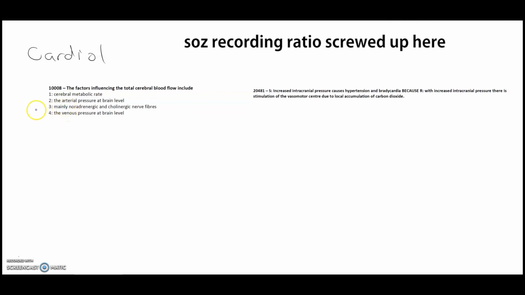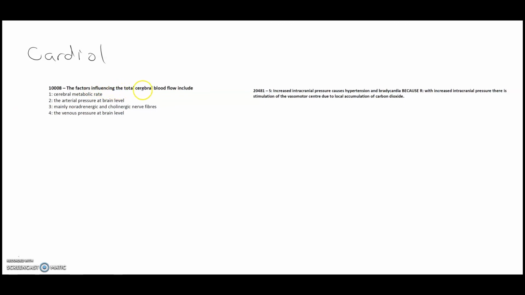Alright, so let's just finish off with some questions. So it's factors influencing the total cerebral blood flow. So we know that cerebral blood flow is dependent on our mean arterial and our mean venous pressures. And this is from the body itself. So not necessarily just the brain. So we need to know what the mean arterial pressure of the body is and the mean venous pressure of the body is in order to perfuse the brain and produce blood flow. And finally, the viscosity of the fluid, so of the blood. So our cerebral metabolic rate is not going to be an influencer of the total blood flow because our cerebral metabolic rate will not influence any of these.